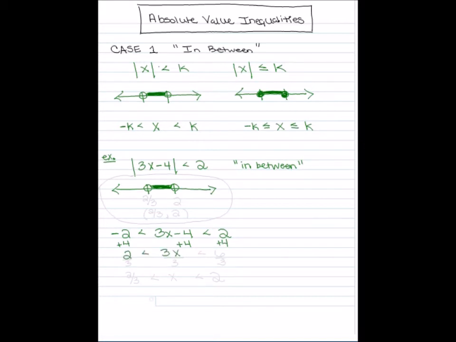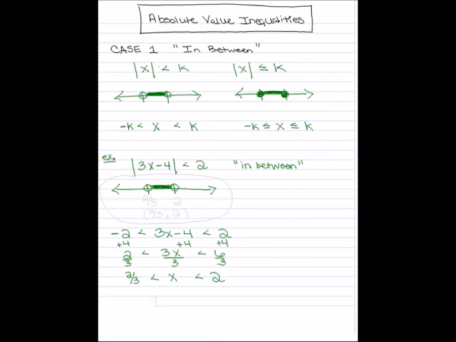That gives me 2, and then 3x and 6. Now I have to divide by 3. That means dividing by 3 on both sides. So I get 2 over 3, x, and a 2. So I have solved this inequality.